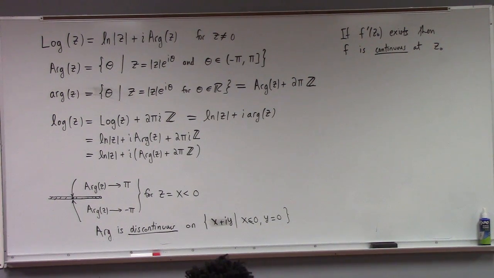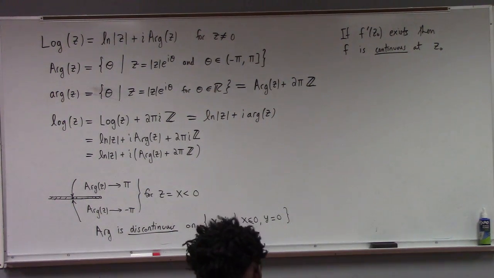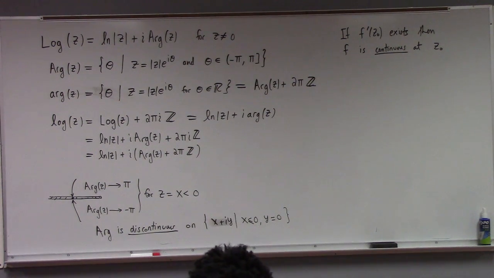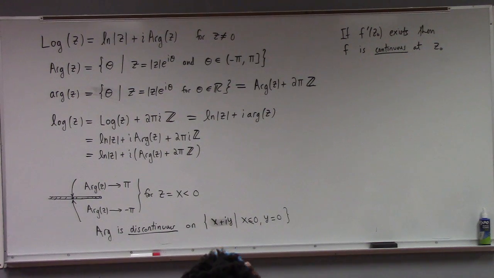It definitely can't be part of a complex function that is going to be continuous on the whole complex plane, right? There's a discontinuity for the argument on the negative real axis. So if we want to talk about the log, or things built from the log that are complex differentiable, well, forget about complex differentiable. If we want to talk about something that's continuous, we can't include this negative real axis if we're using the arg to formulate something.